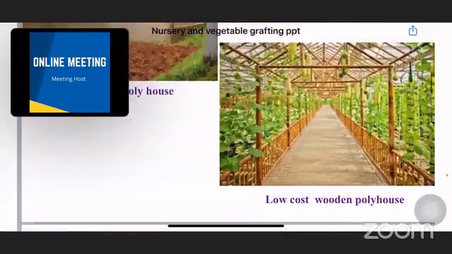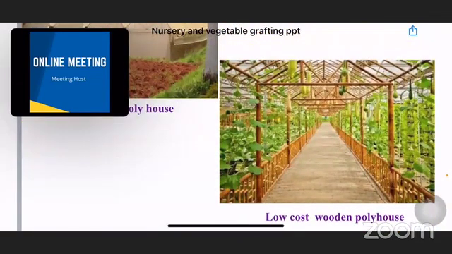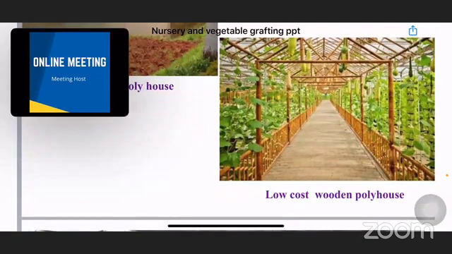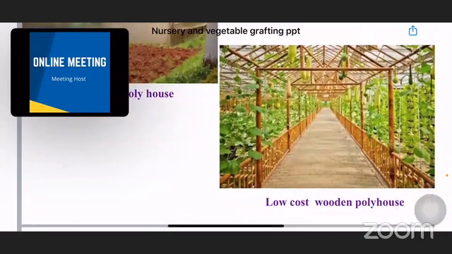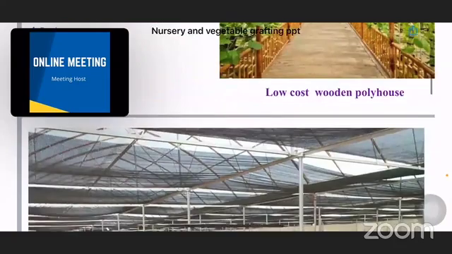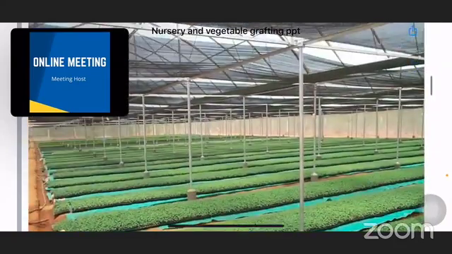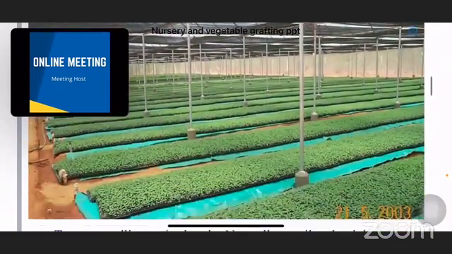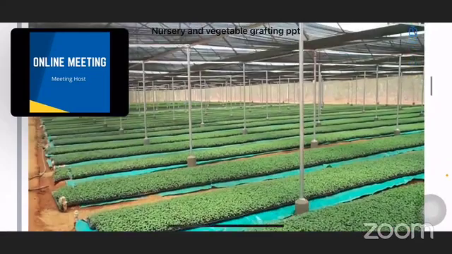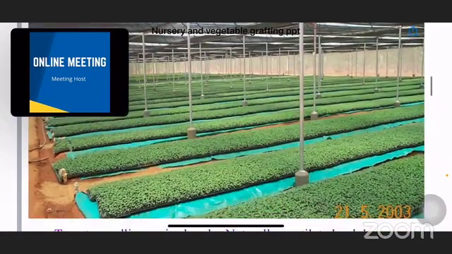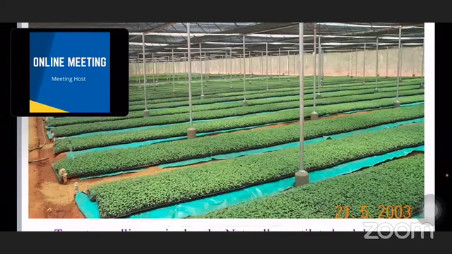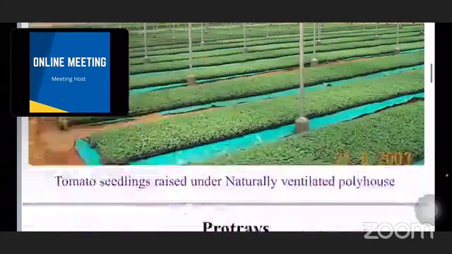Here, this is the low cost wooden polyhouse, but this is usually followed in foreign countries. This type of polyhouse is not seen in our South Indian condition. Here, this is the general view of the polyhouse condition, a naturally ventilated polyhouse. See how uniform, vigorous, and healthy the tomato seedlings are. How healthy these seedlings are is visible.